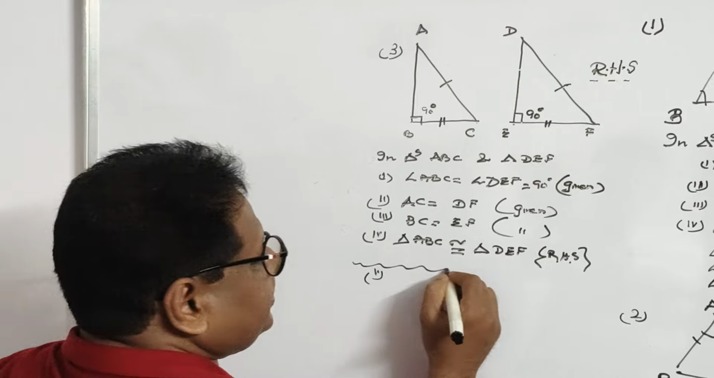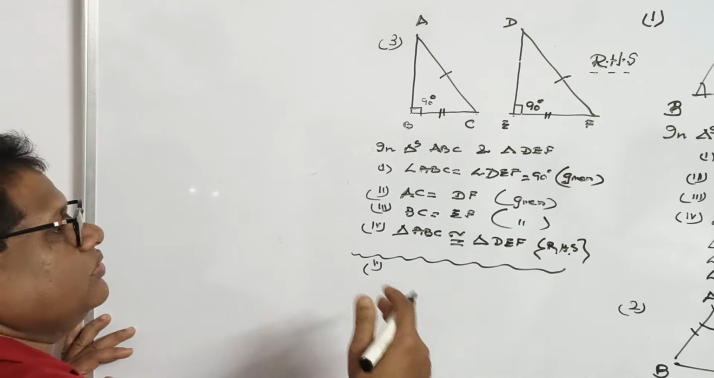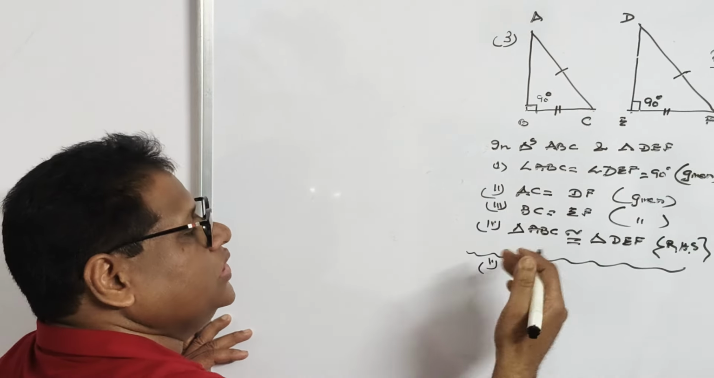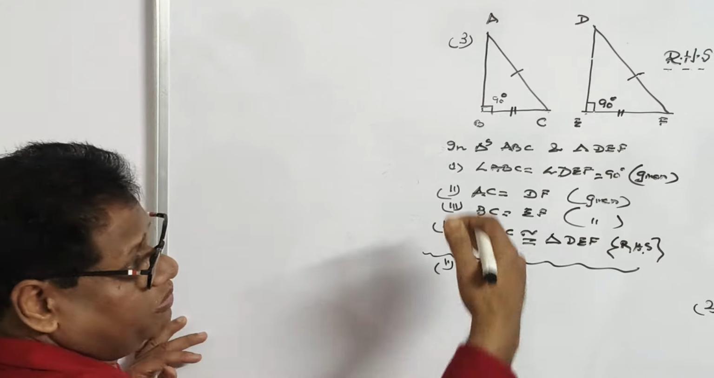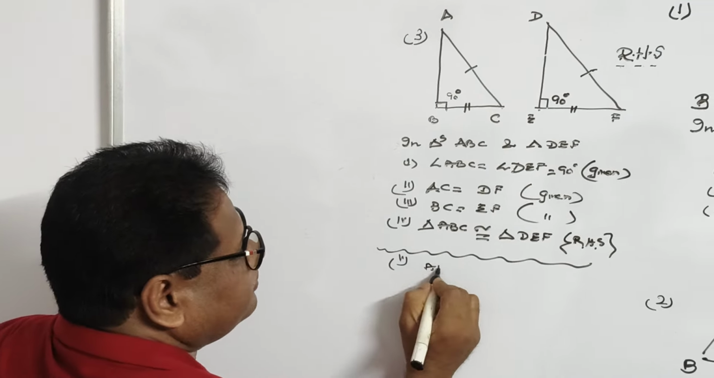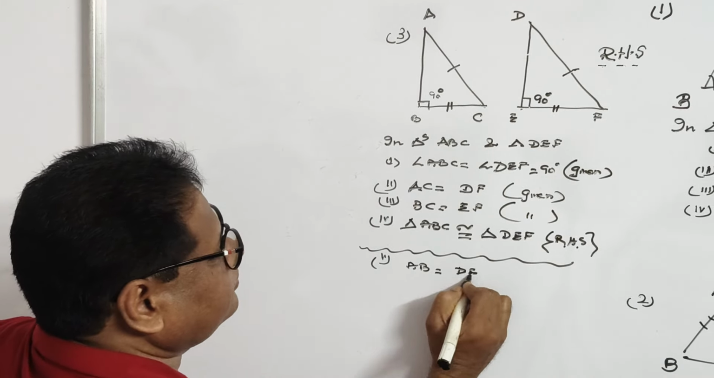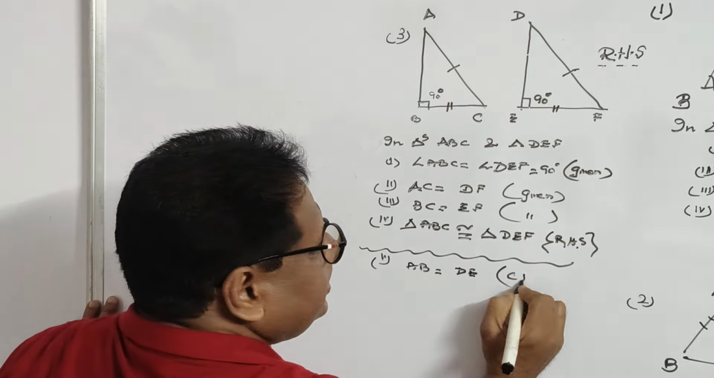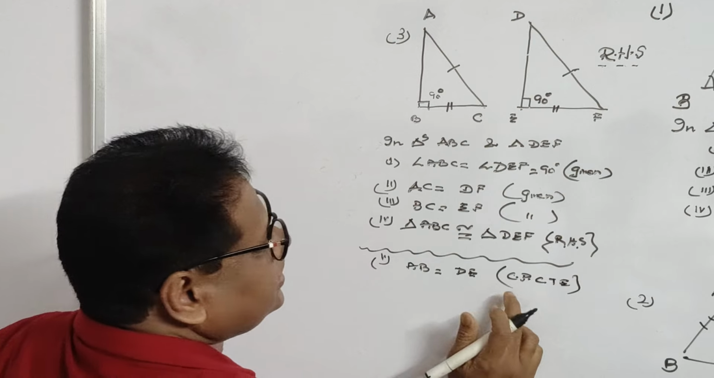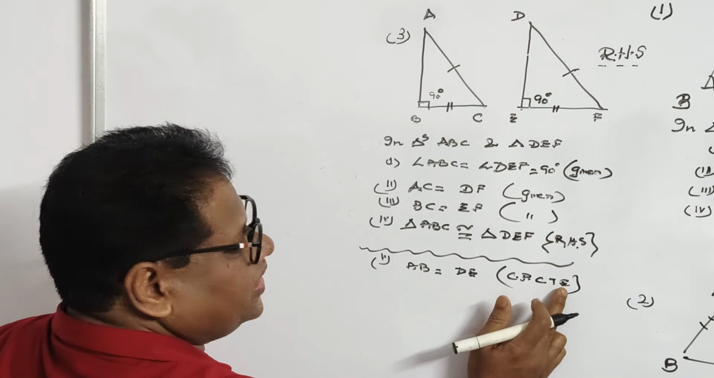These are the possible questions which would be asked. In congruent triangles, first you have to prove congruency as I have written over here. The possible questions in these types of figures will be AB, that is the left out side, equals DE. This is by CPCT. That means congruent parts of congruent triangles are equal.